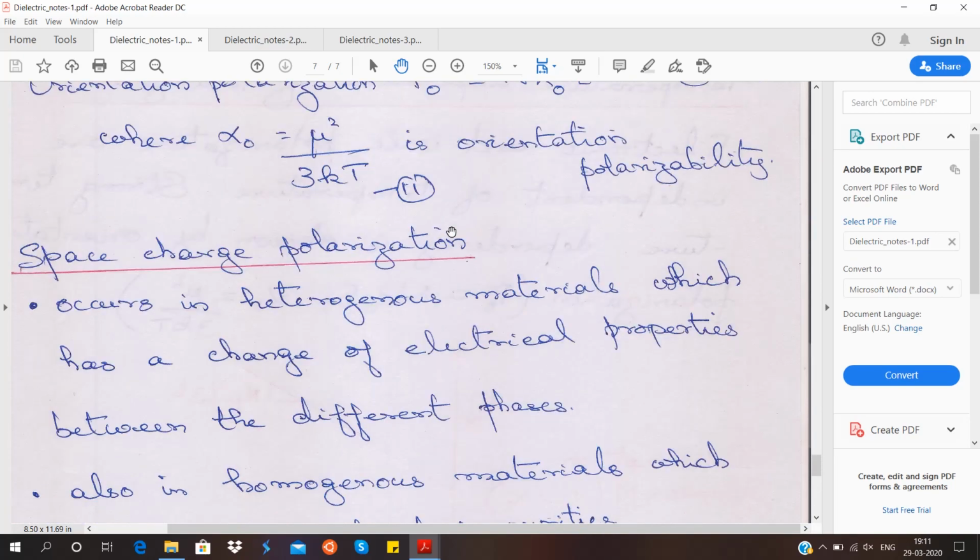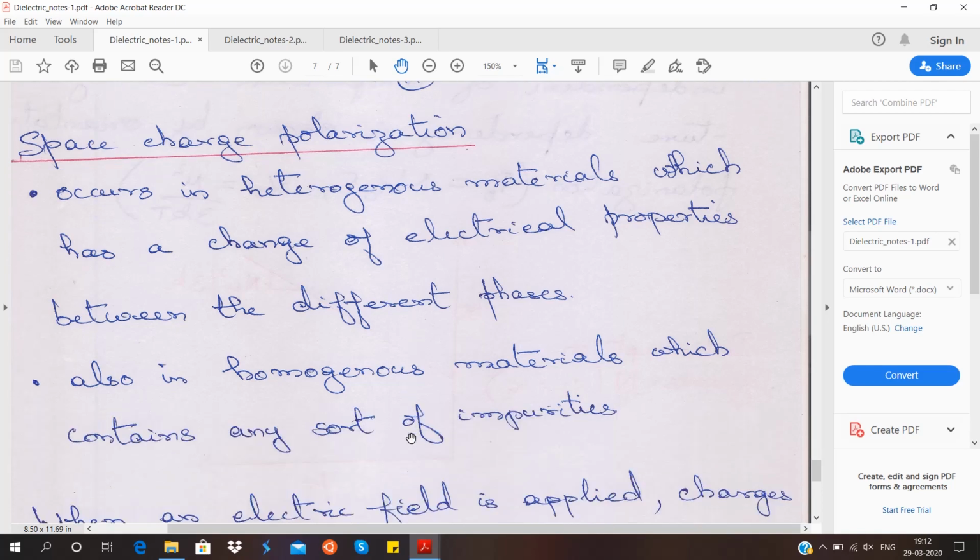So now we come to the last type of polarization, that is space charge polarization. Space refers to position, movement in space of the charges. So polarization occurring due to movement of charges in space or their position. This takes place in the case of heterogeneous materials, or a homogeneous material that has any kind of impurities. In a simple sense, wherever there is a mixture of materials.